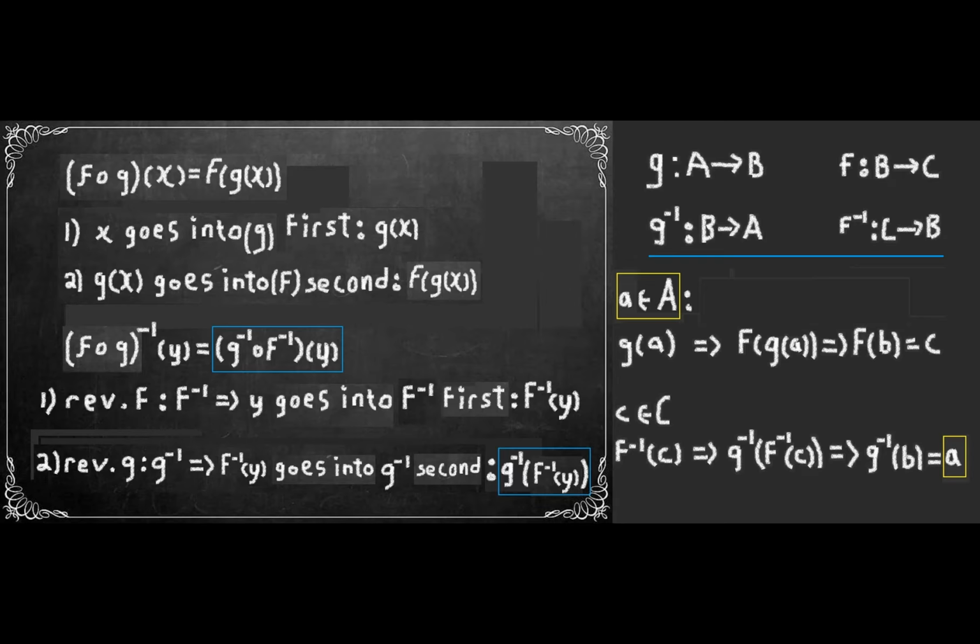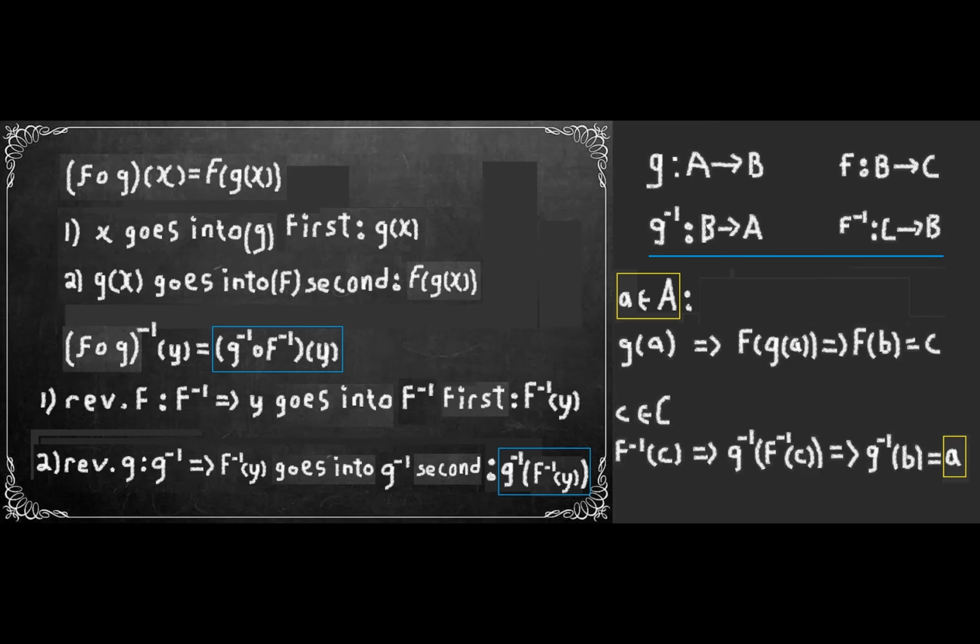Next we have c is an element of set C. What does the composite function (f∘g) inverse return? The input c goes into the function f inverse first. The result f inverse of c goes into g inverse second, yielding g inverse of b, which equals a. Because f inverse of c yields b, then g inverse of b yields a. The quick study shows, indeed, the blue box correctly reverses the order of operations performed by f∘g, ensuring the original input value, in this case a, from the set capital A, is recovered.